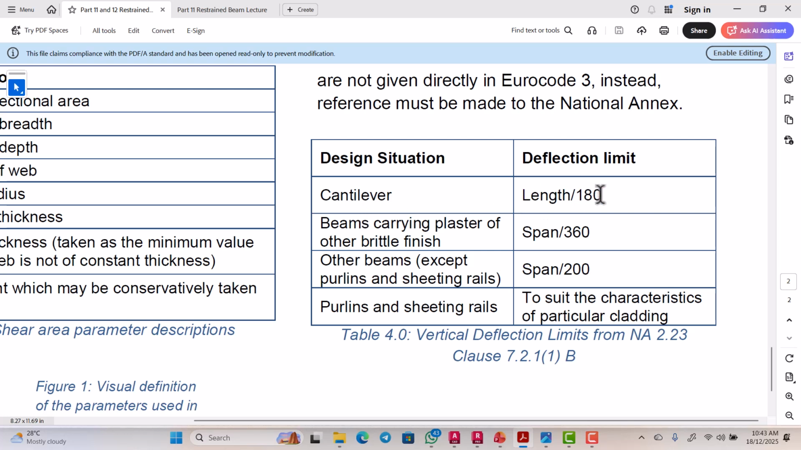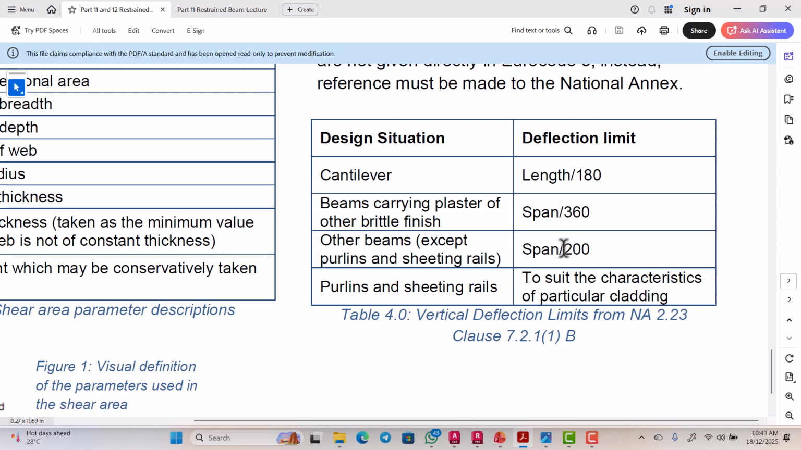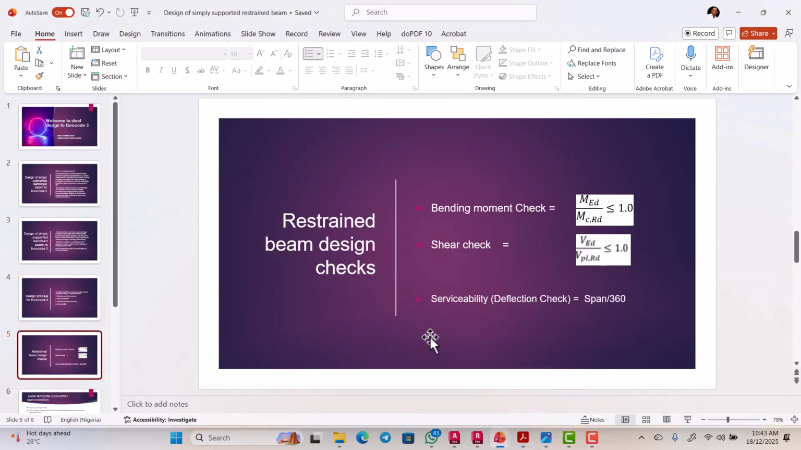For a cantilever, your deflection should not be more than L over 180. This is the deflection limit. Any value that is more than L over 180 means the deflection is not satisfied. Then for a beam carrying plaster or other brittle finish, the deflection limit is span over 360. Then for other beams except purlins and sheeting rails, the deflection limit is span over 200. Then for purlins and sheeting rails, it is to suit the characteristic of the particular cladding. Okay, I think we will demonstrate this more when we move to the actual design process.